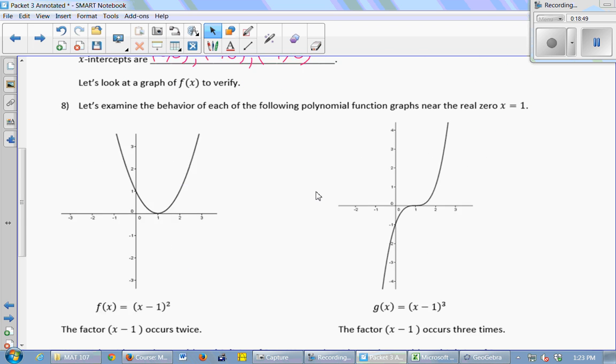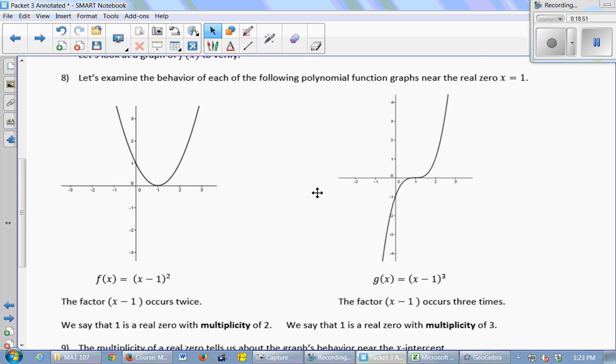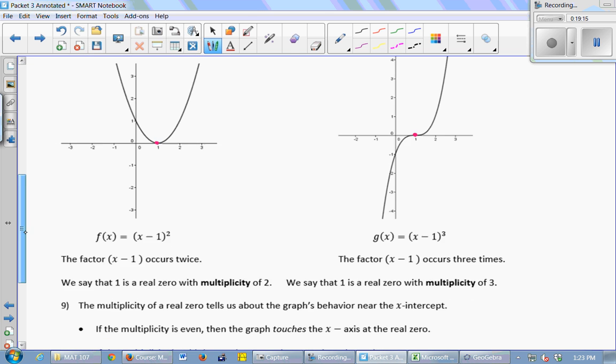Okay, so here's a couple of polynomials that I've graphed for you. They both have zeros at x equals 1, right? They both have x-intercepts at (1, 0). But those x-intercepts look significantly different, right? This is the graph of (x minus 1) squared. So it's basically the graph of x squared shifted right 1.